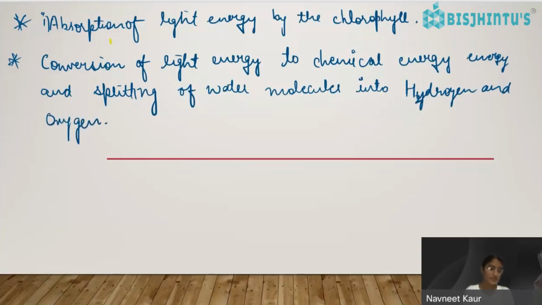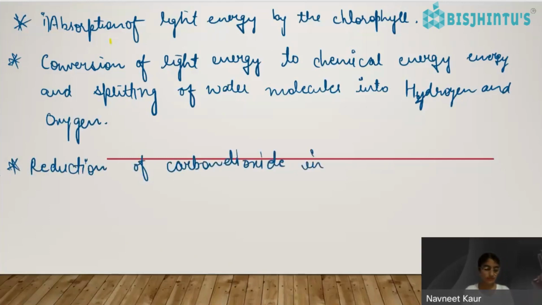So the next step is reduction. यहाँ पर reduction होगी, but not the reduction which we used to study in chemistry. It is reduction of carbon dioxide into carbohydrates. So these are the basic steps that are occurring during photosynthesis.